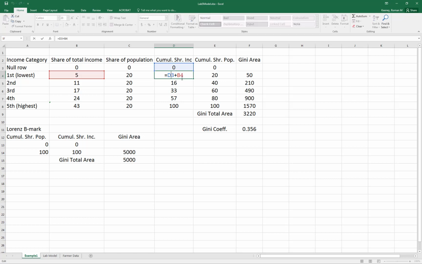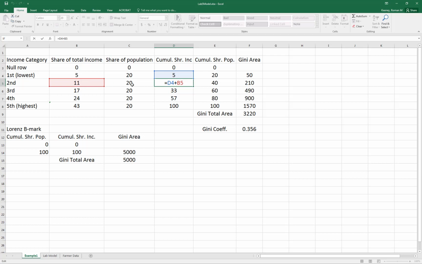And so here's the formula. It just says, take the cell right above here, D3, add to it B4, which is the share of income from the first group, and that'll be the new cumulative share of income. If you move down to this one, it's the same formula. Look one above and get the previous cumulative share and add the addition from this row.